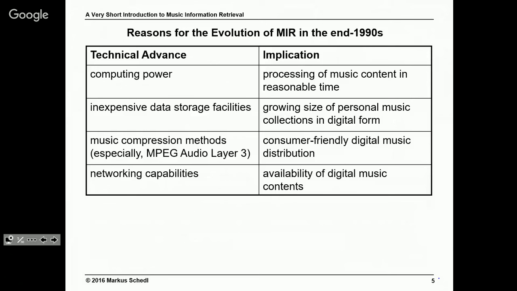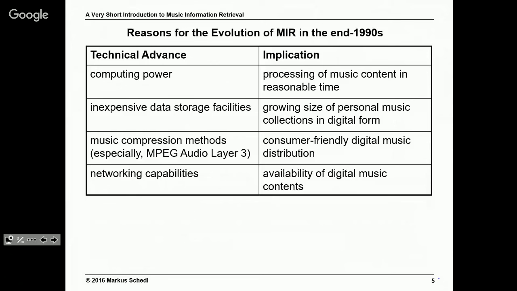Well, to give you a bit of an overview of the reasons why music information retrieval evolved as a research discipline, I will try to summarize it here. Of course, we've seen technical advances during the 90s: increased computer power, the invention of different compression techniques, like MP3, which I guess was developed in the mid or late 90s, and also inexpensive data storage facilities.